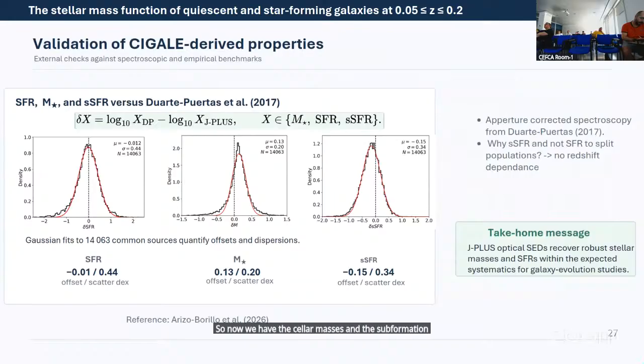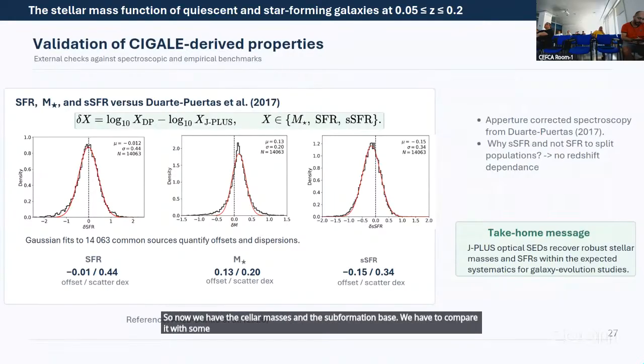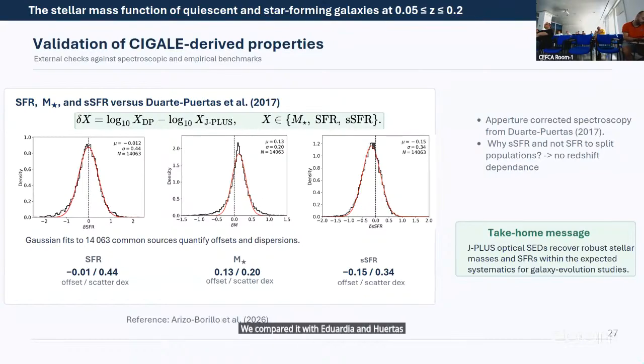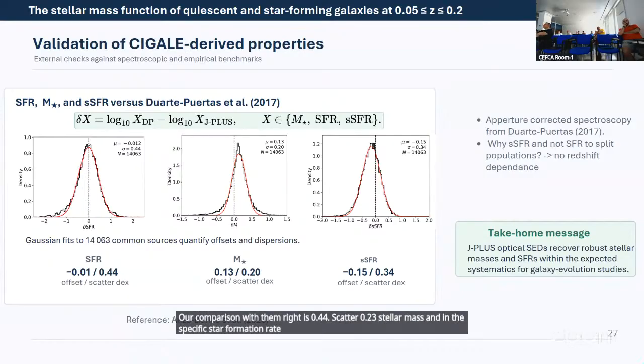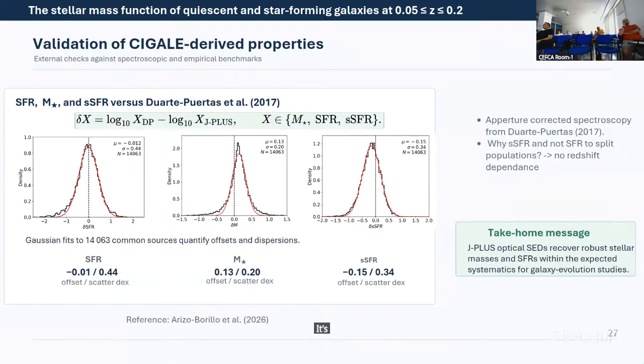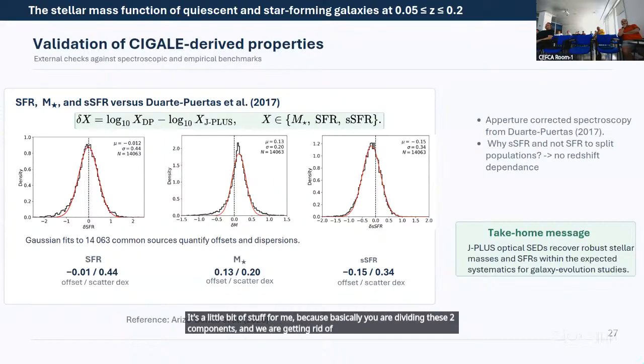So we have to compare it with some data to know if we are doing well with obtaining these parameters. We compare it with Duarte Puertas 2017. Basically, it's a spectroscopy study, aperture corrected, and our comparison with them has a scatter of 0.44 for the star formation rate, 0.20 in stellar mass, and 0.34 for the specific star formation rate. It's a little less for star forming because we are dividing these two components and getting rid of the errors on redshift.